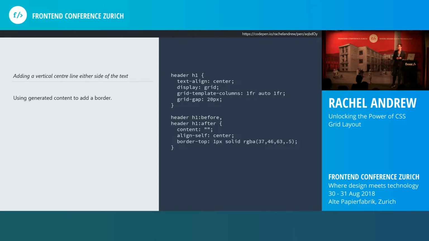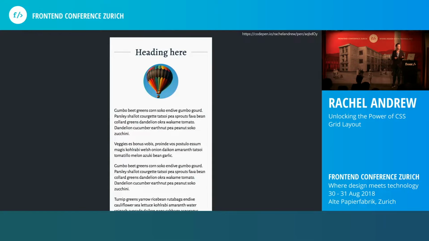Maybe that small device does have CSS Grid. So I'm going to add a little header. This is one of my favorite Grid tricks. I'm using generated content here to add a line either side of a heading, something that was just horrendous to do in the past. So this just looks nice in a Grid supporting browser.